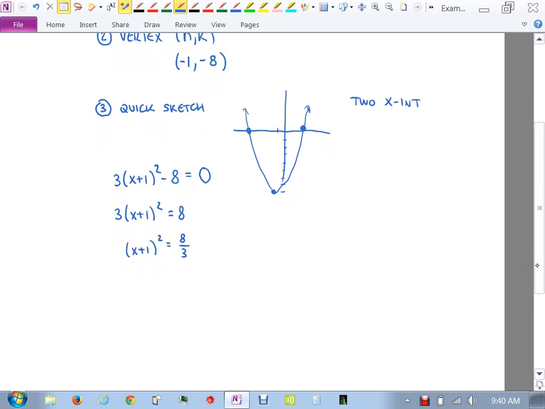And then square root. Now, I'm going to need to know where this is on a number line, right? These are my x-intercepts, so I may as well go to a decimal now. I'm going to go ahead and take 8.